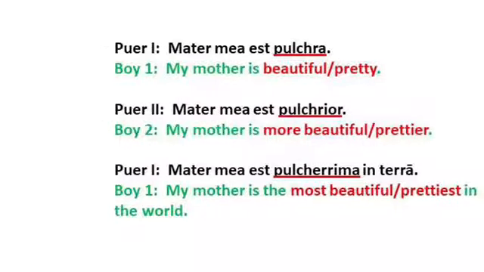The first boy says, "My mother is beautiful," or pretty, whichever you prefer. The second boy, not to be outdone, he says, "My mother is more beautiful," or prettier. And the first boy, well, he's going to make sure he wins this argument. He says, "My mother is the most beautiful," or if you prefer, the prettiest, "in the world." And that really is all there is to say about the comparison of adjectives.